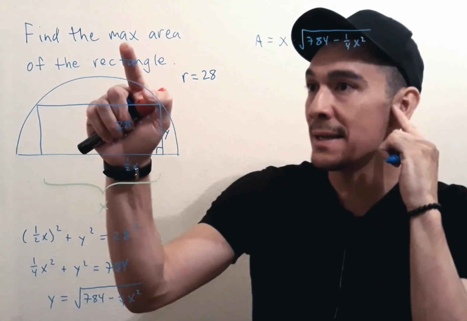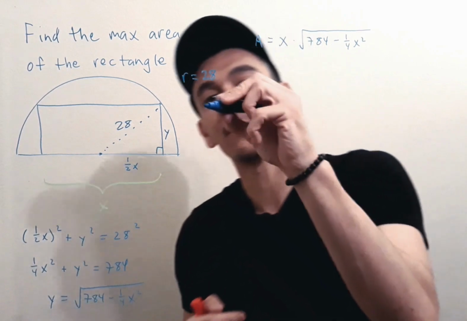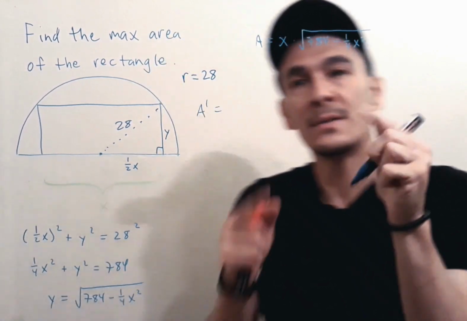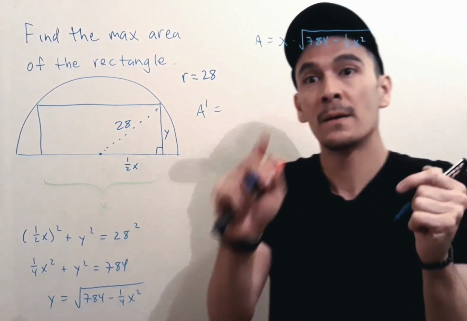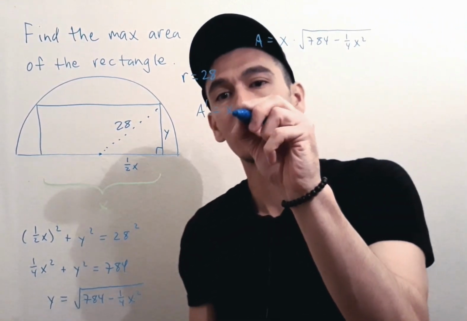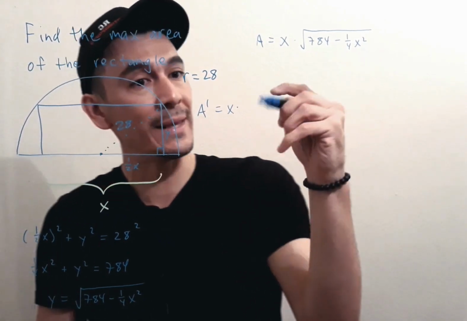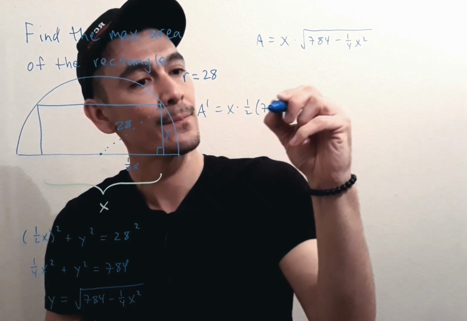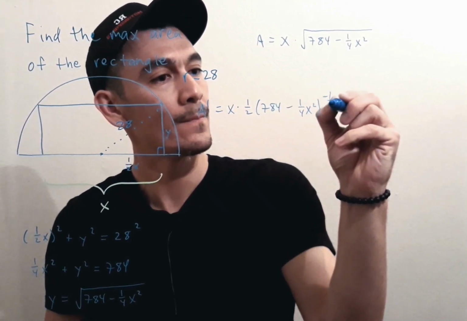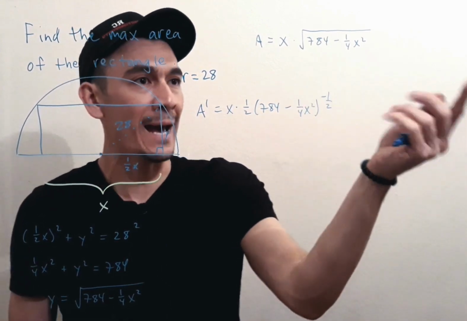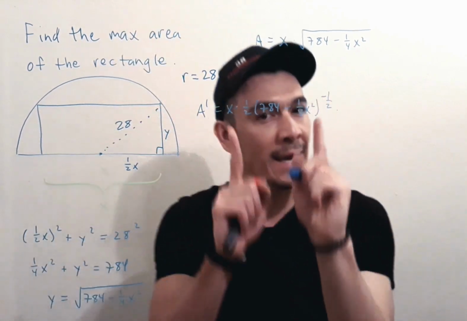So as soon as I hear max or min, we need a derivative. So let's find A prime. So recall that here, this is a product. So we need the product rule. So it's the first one times the derivative of this. Well, the derivative of this would be 1/2, right? Because the square root means a power of 1/2. The 1/2 drops, you subtract 1, but also recall that there is a chain in here.